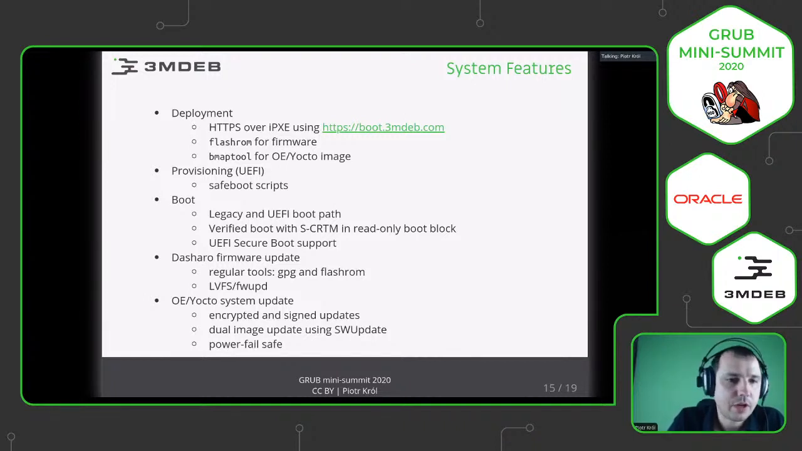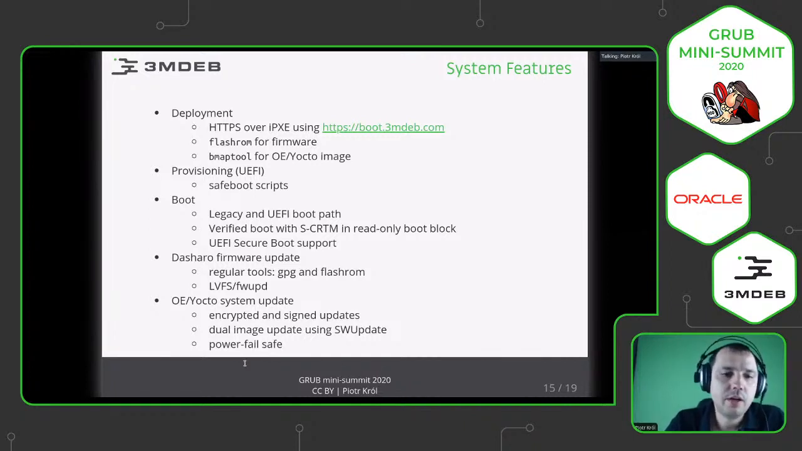I'm repeating for the third time that we have these various boot paths, but then you can do a verified boot path with a read-only boot block if you have the correct hardware. Then the Dasharo firmware can be updated, and there are two major ways of doing that. Either you do it manually through flashrom and GPG signature verification, and everything will be available on the website, or you do it through LVFS and fwupd, which is a Linux Foundation project for updating platform firmware. It works as a daemon in your system, and whenever new firmware is available, it verifies that it is correct, that it has the correct hash and signature, and then it flashes and informs you that you can reboot the platform or apply another policy.